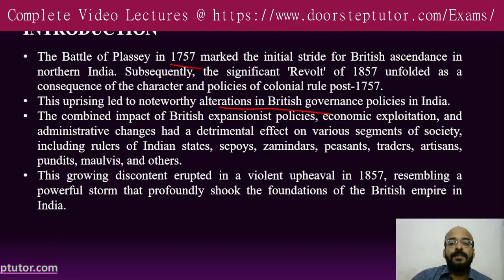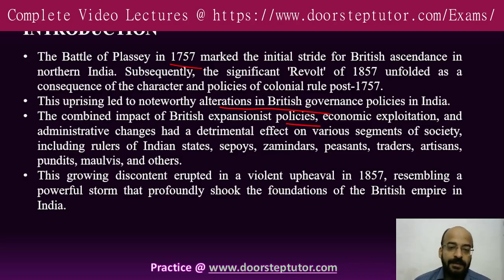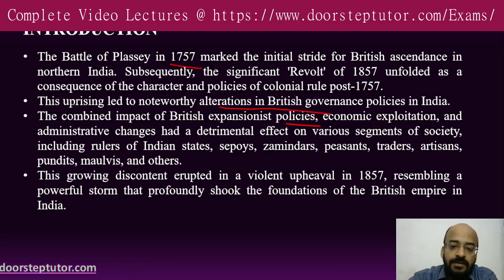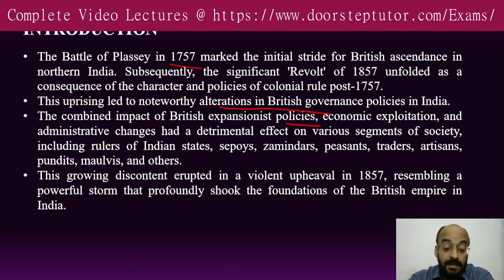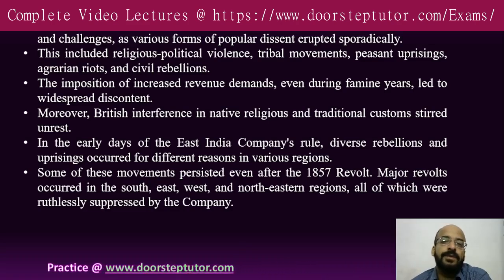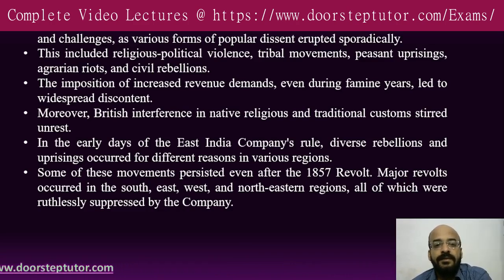The combined impact of British expansionist policies, economic exploitation, and administrative changes had a detrimental effect on various segments of India. This growing discontentment erupted in a violent upheaval in 1857. So 1857 was like a melting pot, a culmination point where no patience was left among the Indians, and that is why they erupted, right? This is about how the background of the 1857 revolt started.